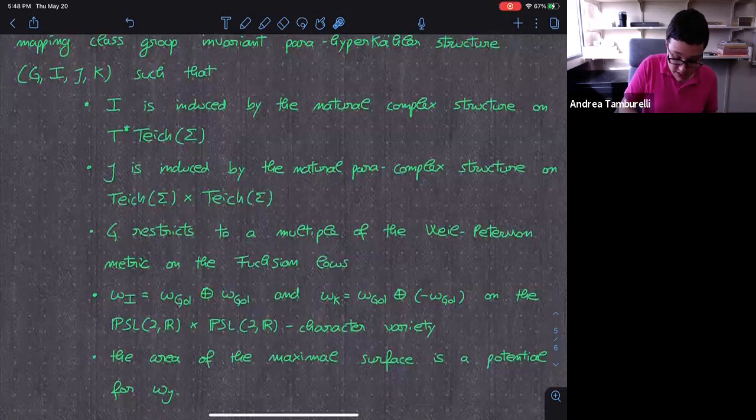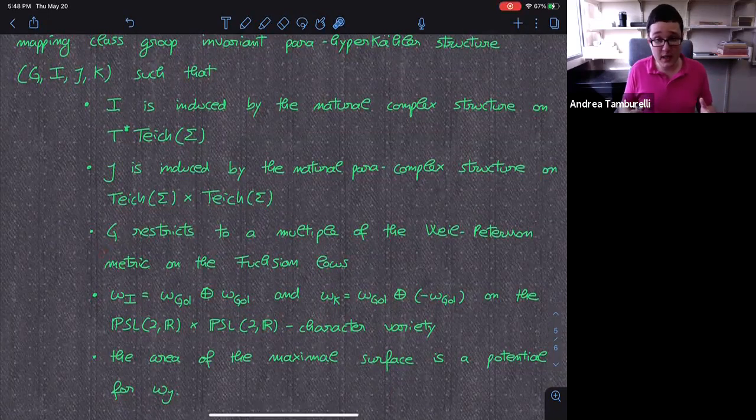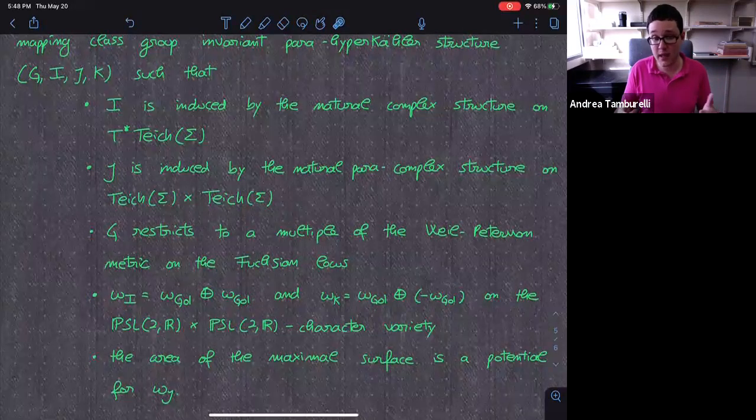Then the metric g restricts to a multiple of the Weil-Petersson metric on the Fuchsian locus. So the Fuchsian locus is given by quasi-Fuchsian manifolds that are actually Fuchsian. So their representations are completely determined by a representation inside PSL2R, and so the deformation space of those manifolds can be canonically identified with Teichmüller space, on which we have the Weil-Petersson metric.